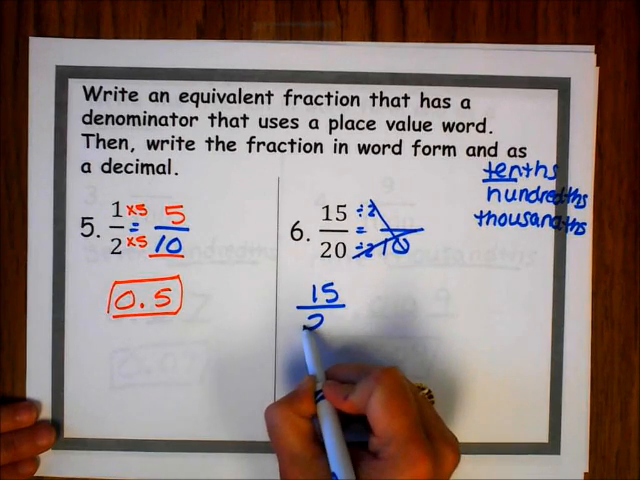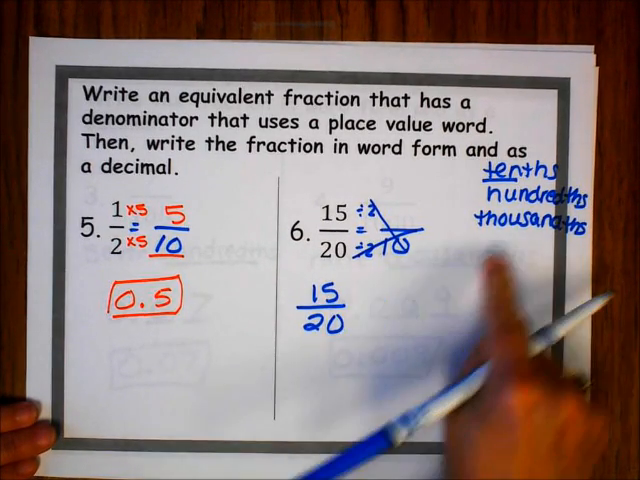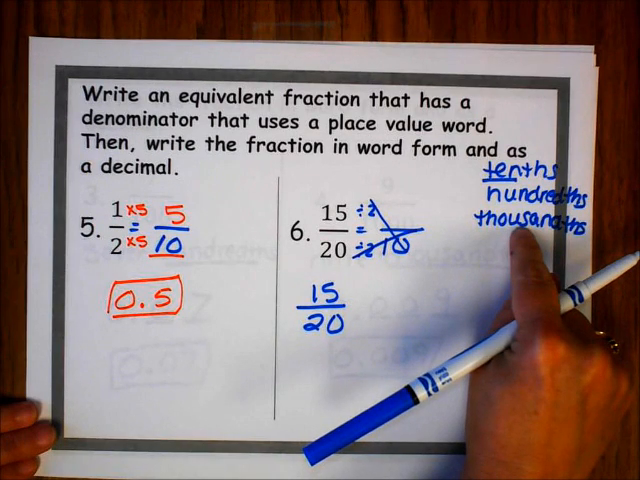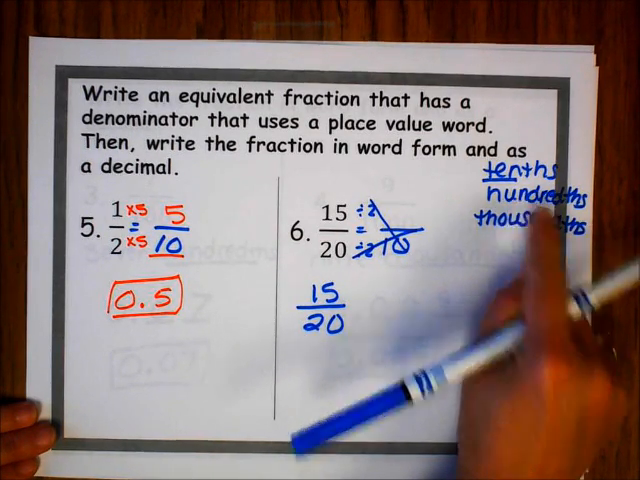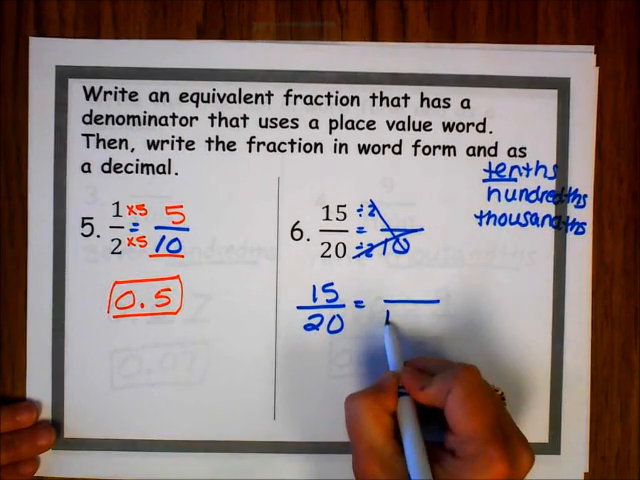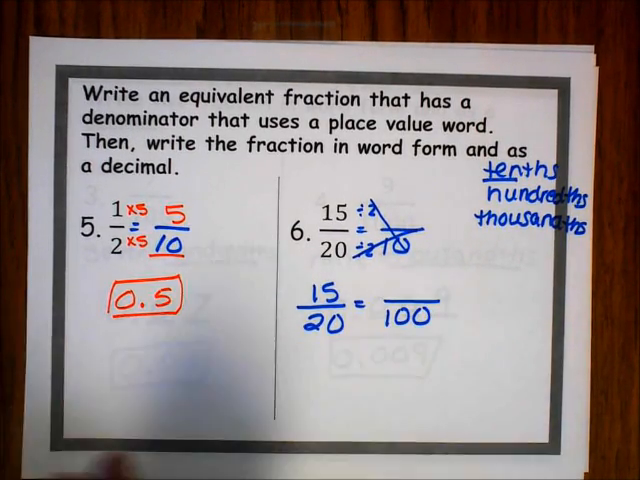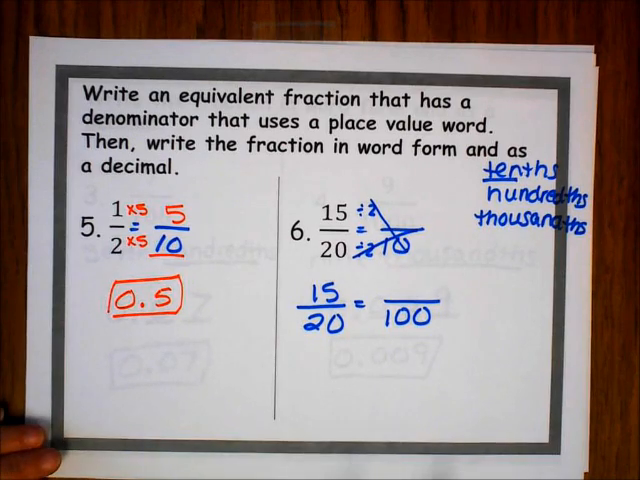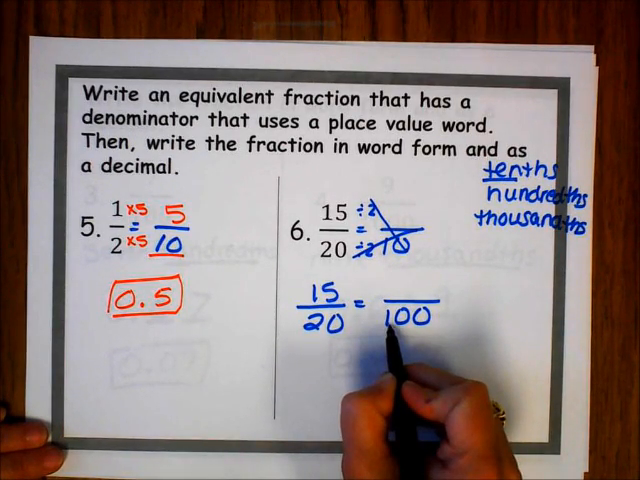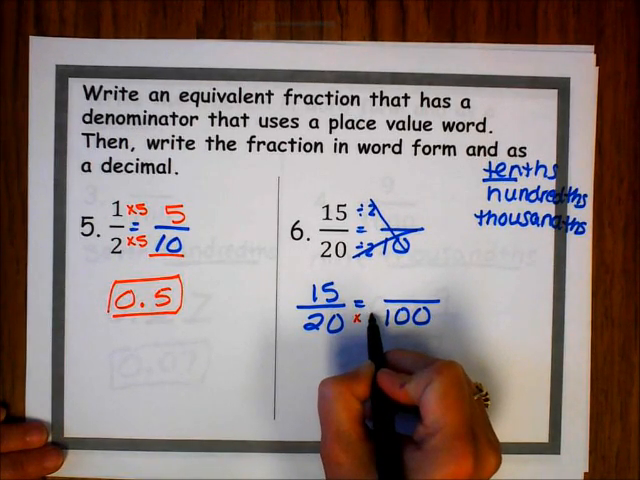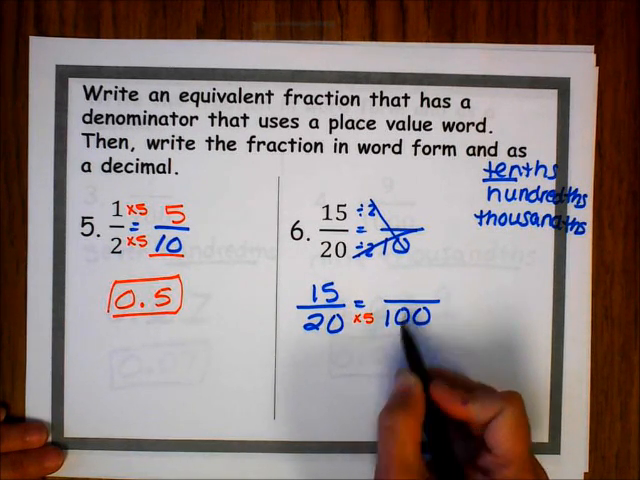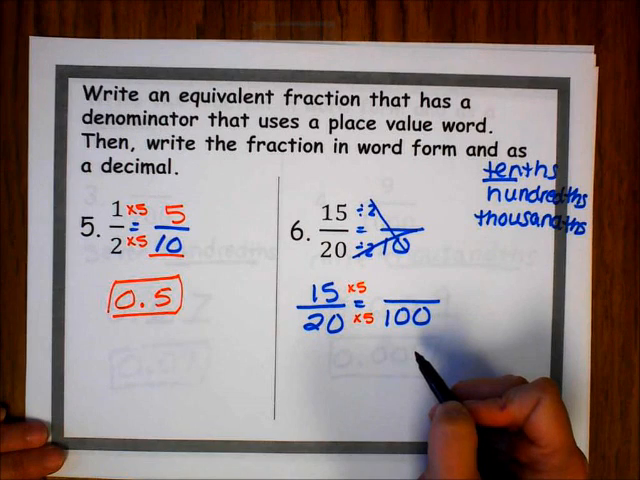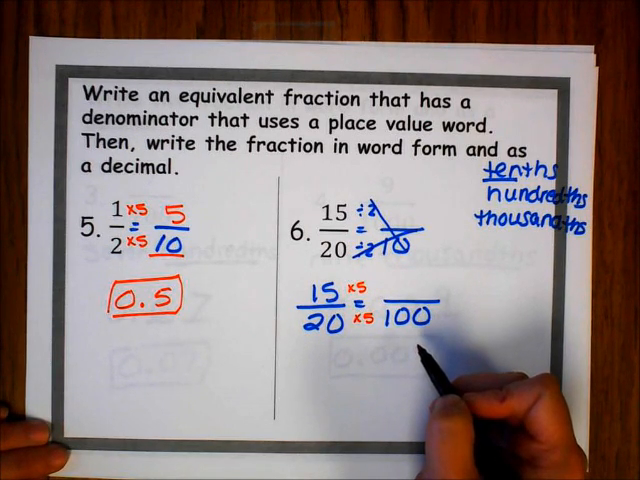So we're going to have to try to change 20ths into hundredths or thousandths. I go with the lowest one possible, so that's hundredths. So I'm going to put my denominator of 100. And then I have to ask myself, what do I do to get from 20 to 100? I multiply by 5. So if I multiply the denominator times 5, I have to multiply the numerator times 5.